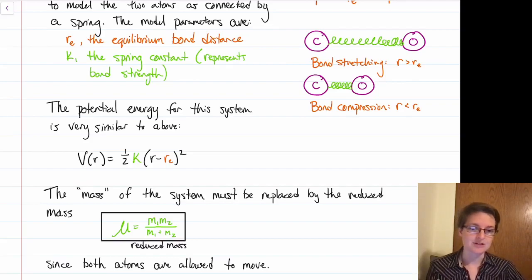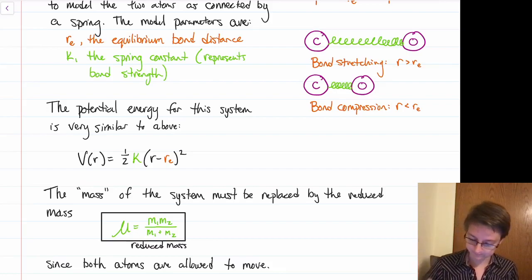The only thing we need to do is, instead of kx squared, now we need to explicitly talk about that displacement as r, the current bond length, minus re, the equilibrium bond length. And so our expression for this internuclear distance being able to change for the diatomic molecule is V of r equals 1/2 k times the quantity r minus re squared.